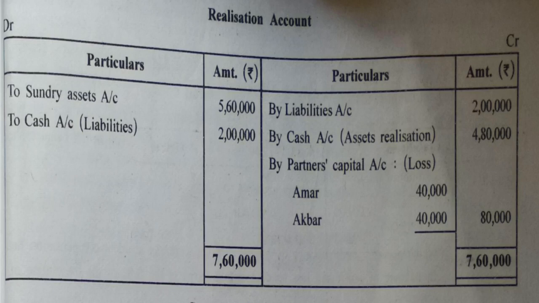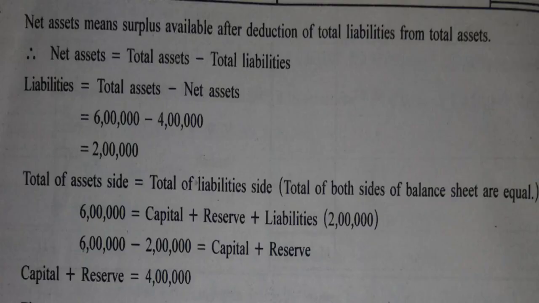Okay, this concept we have understood while understanding the concept of journal entries, that all the assets accounts and liabilities accounts are to be closed at the time of dissolution and transferred to realization account. So assets are of rupees 5,60,000 and liabilities are of 2 lakh in the balance sheet.